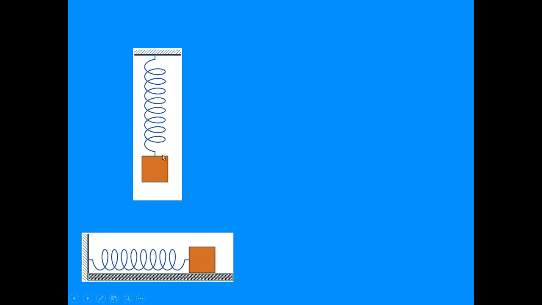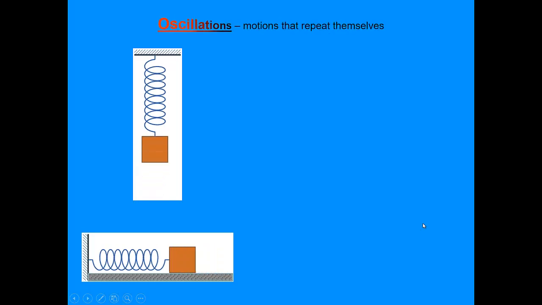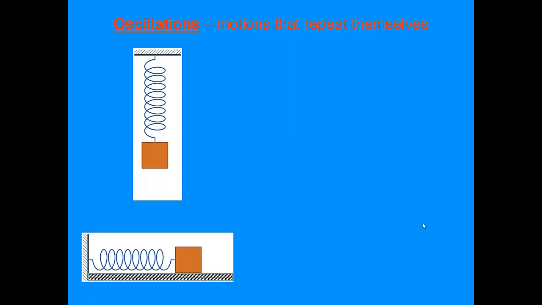Hello everyone. Today we are starting a new unit, a unit where we are going to examine things that repeat their motion over and over, like these vibrating masses on the end of springs. This is called oscillations, or if you will, oscillatory motion. These are motions that repeat themselves.